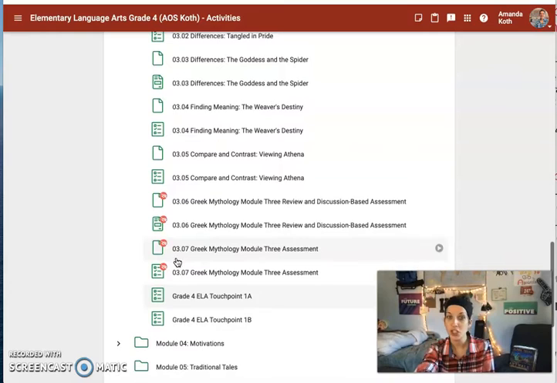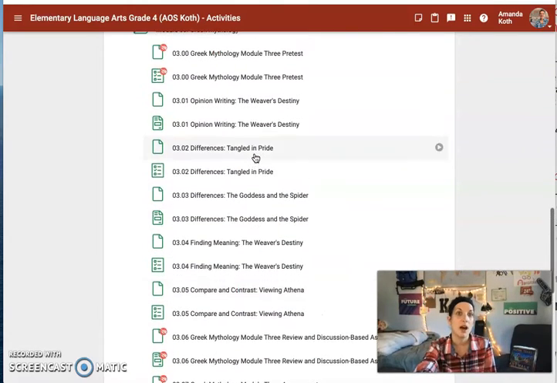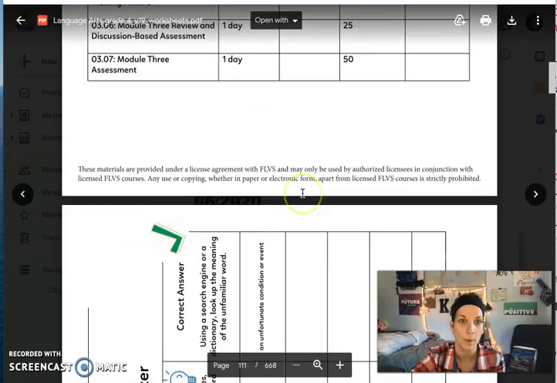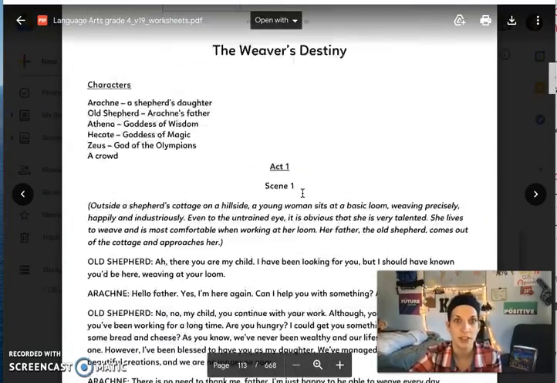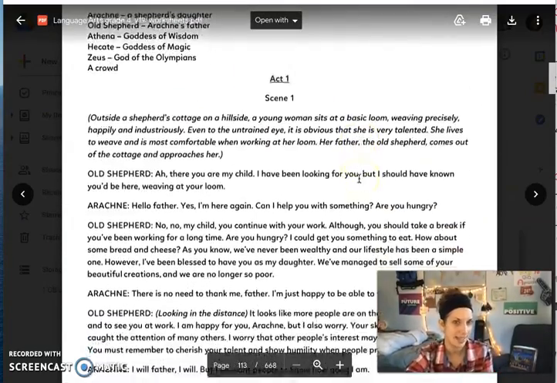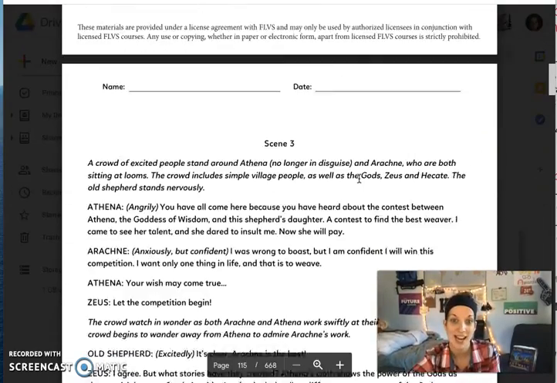Then the last thing you're going to do before winter break is this touch point, okay? It is like, where are you at? It's the middle of the year as a 4th grader. So module 3, you're working on an opinion writing, okay? You're going to have context clue graphic organizers. You're going to read The Weaver's Destiny, okay? And it is set like a play.